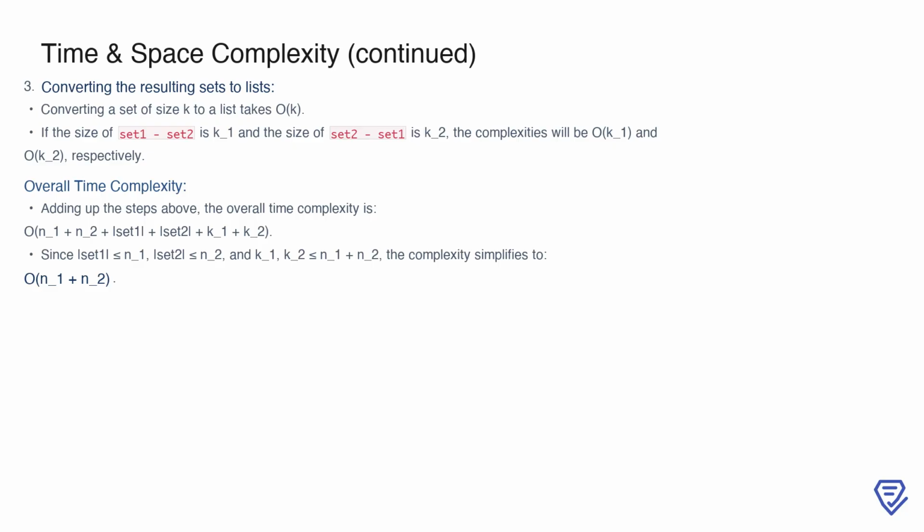To summarize the time complexity of the entire solution, we add up the complexities of all the steps: O(n_1) for converting nums1 to set1, O(n_2) for converting nums2 to set2, O(|set1|) for the first set difference, O(|set2|) for the second, and finally O(k_1) and O(k_2) for converting the resulting sets to lists. Since |set1| is at most n_1, |set2| is at most n_2, and k_1 and k_2 are at most n_1 plus n_2, the overall time complexity simplifies to O(n_1 plus n_2). This efficiency is achieved by leveraging the properties of sets for fast operations.